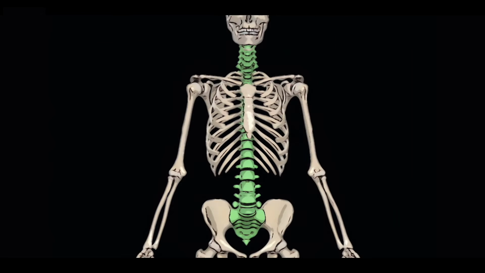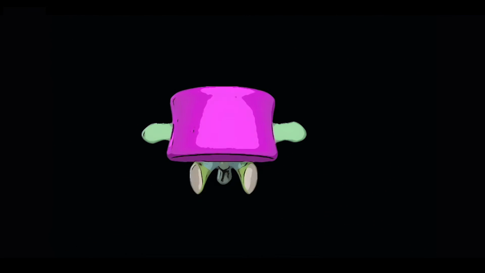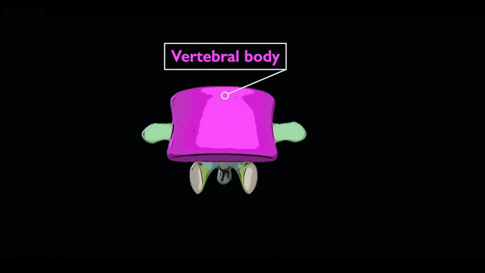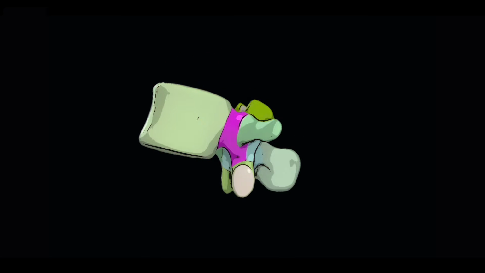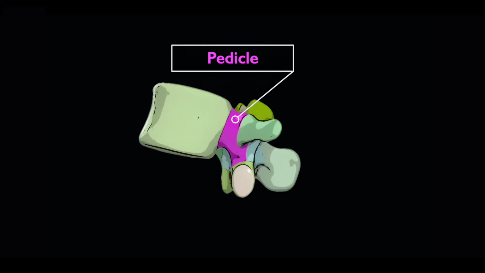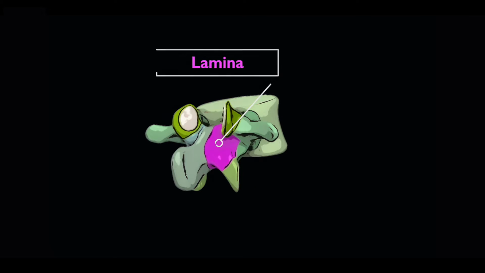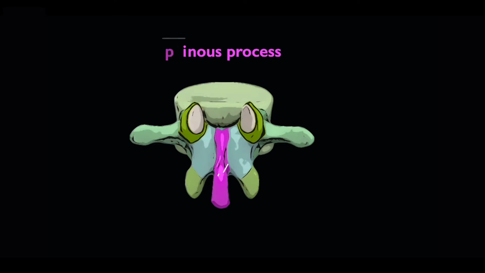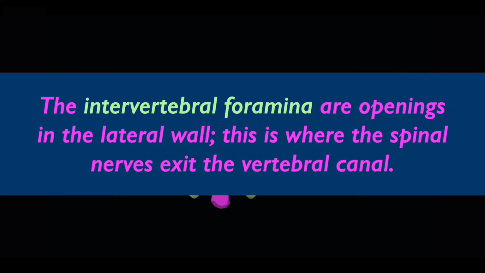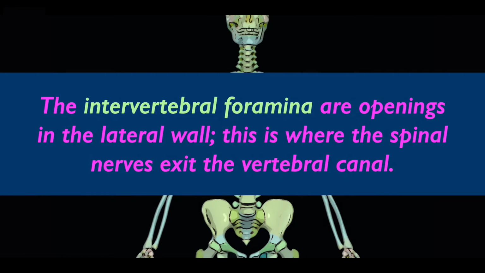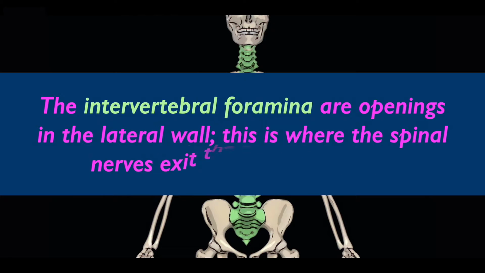The anterior wall of the vertebral canal is formed by the continuous weight-bearing column of vertebral bodies and intervertebral discs. The lateral and posterior walls are formed by the pedicles, laminae, facets, and spinous processes, which together form a series of vertebral arches. The intervertebral foramina are openings in the lateral wall. This is where the spinal nerves exit the vertebral canal.